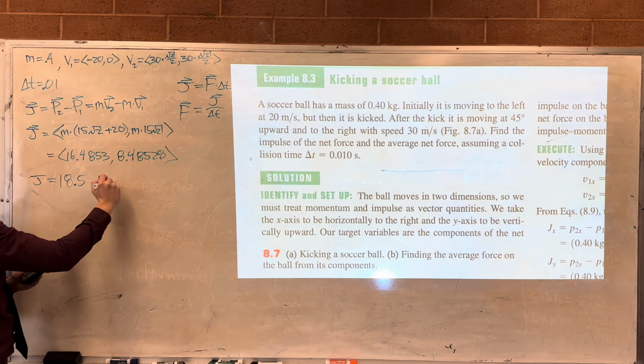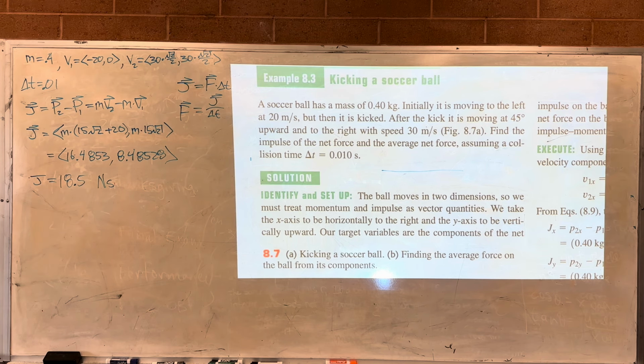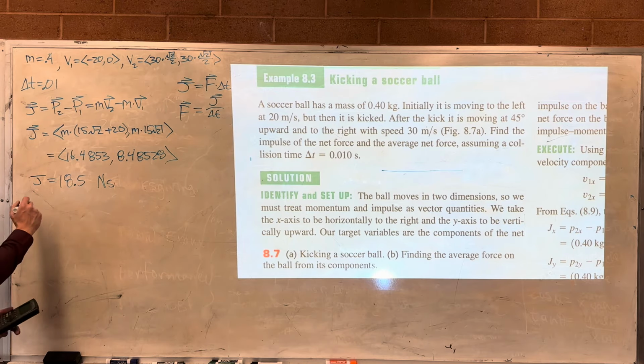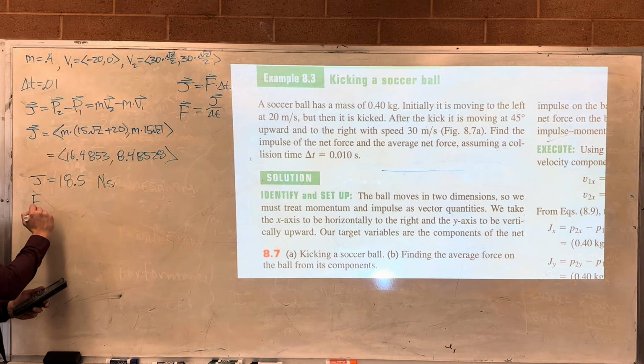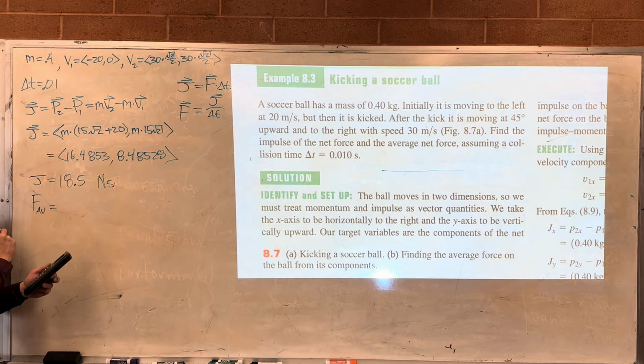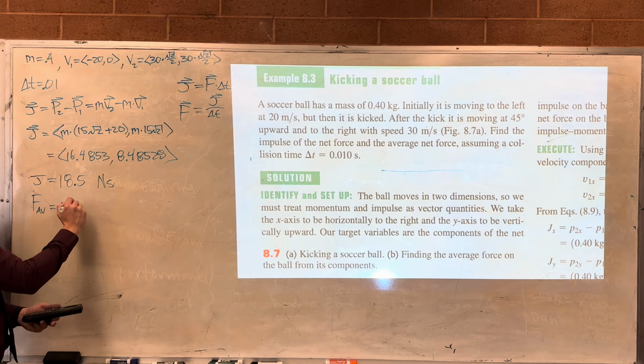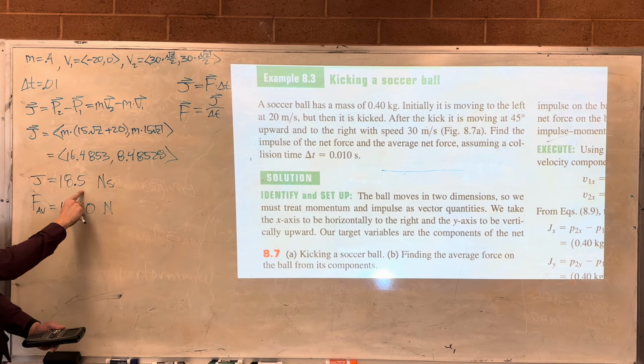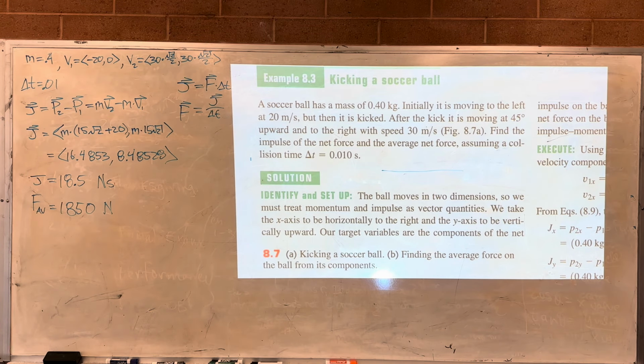And now, to get our average force, just divide that by the delta T. Our delta T was 0.01, right? And so our average force, its magnitude, is equal to just 1850 when you round it, just taking that and multiplying it by 100. Okay, and then our direction.